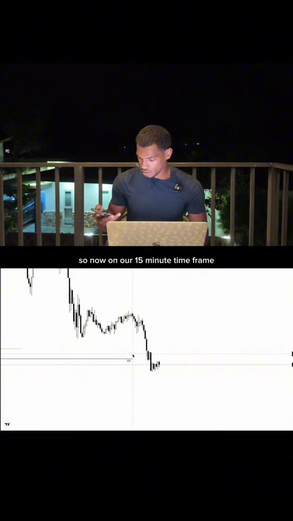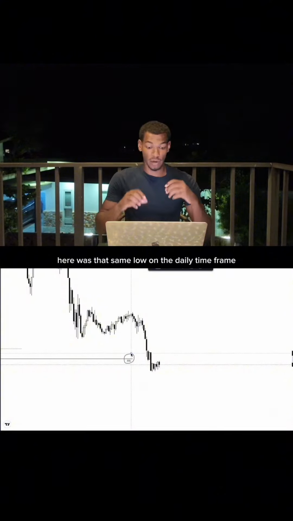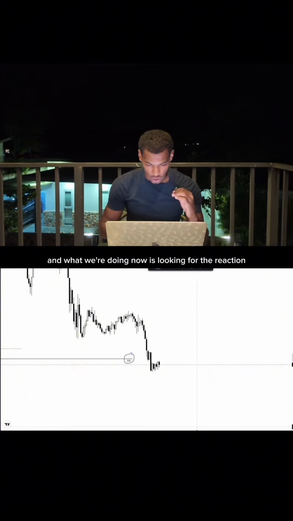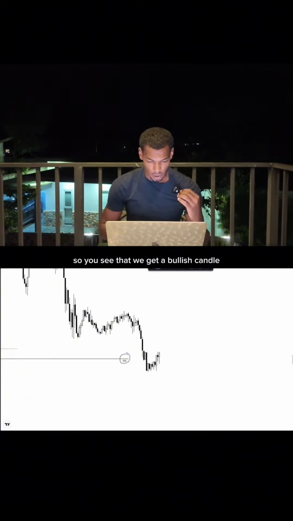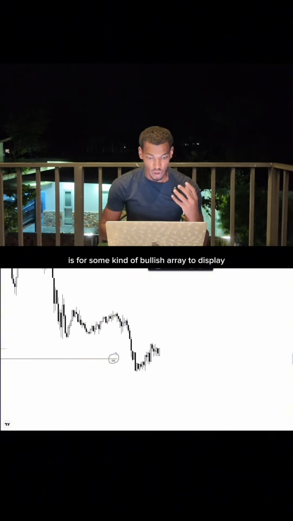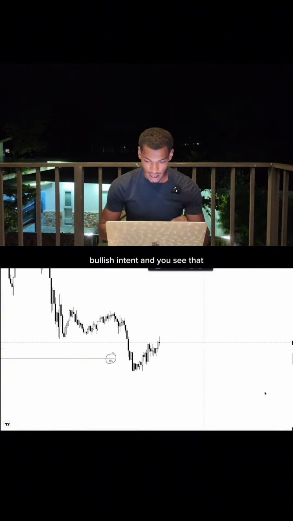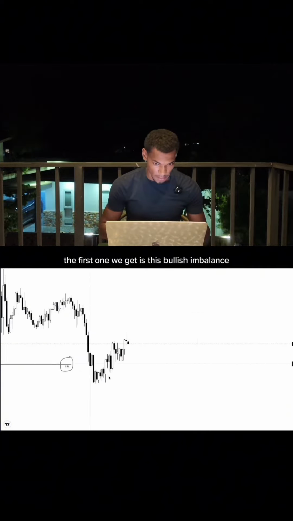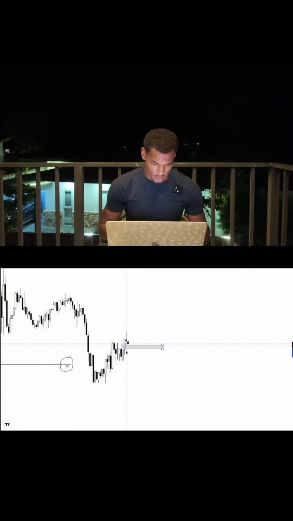So now on our 15-minute time frame, this sell side liquidity here was that same low on the daily time frame. We've just zoomed in, and what we're doing now is looking for the reaction out of this low. So you see that we get a bullish candle, we don't create any bullish arrays. What we're waiting for is for some kind of bullish array to display bullish intent, and you see that the first one we get is this bullish imbalance back over here.